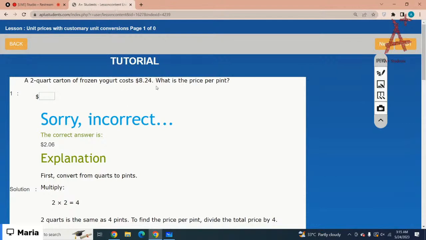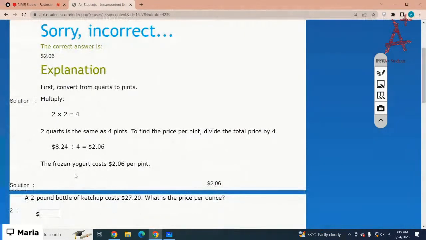So you can divide 8.24. Basically, here you have 2 quarts, so 8.24 is exactly the price of the 4 pints. Just divided by the pints, it would be 2.06. That means the price of 1 pint would be 2.06.